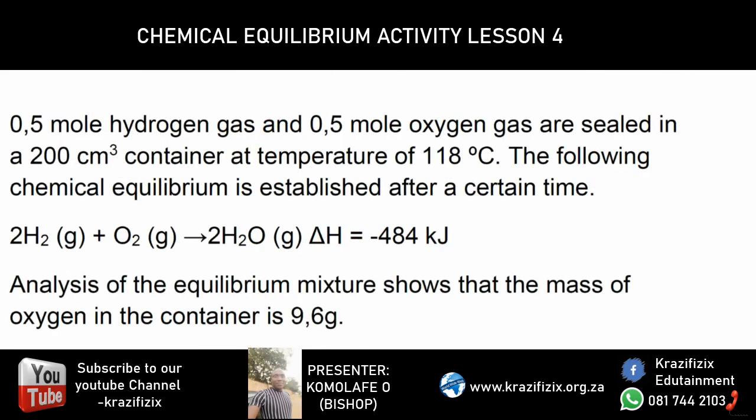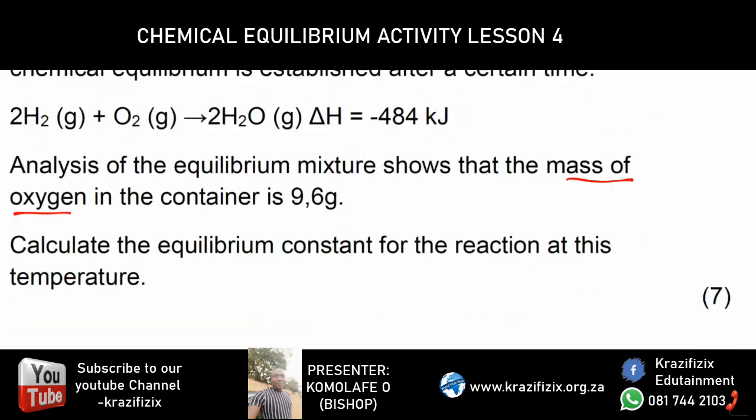0.5 moles of hydrogen gas and 0.5 moles of oxygen gas is sealed in a 200 cm cube at a temperature of 118 degrees Celsius. The following chemical equilibrium is established after a certain time. So we have that equation there. Analysis of the equilibrium mixture shows that the mass of oxygen, again they're using the word mass, is 9.6 grams. Calculate the equilibrium constant. We want Kc.